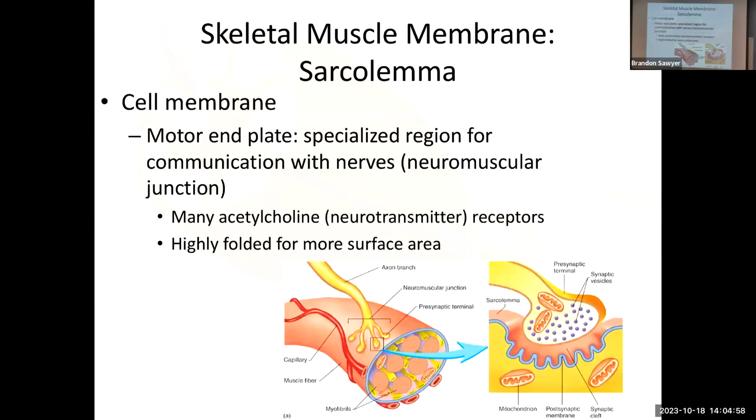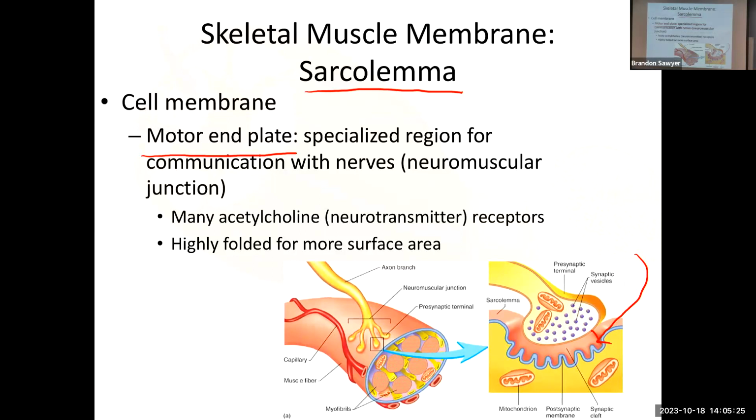Okay, all right, so let's talk about some of the special characteristics of skeletal muscle. The skeletal muscle membrane is called the sarcolemma, right? This is just our phospholipid bilayer like we have in all cells, but it's a unique one in skeletal muscle cells. It's unique for one reason: it has this special structure called the motor end plate. We can see that here. It's where our neurons interact with the skeletal muscle cells.